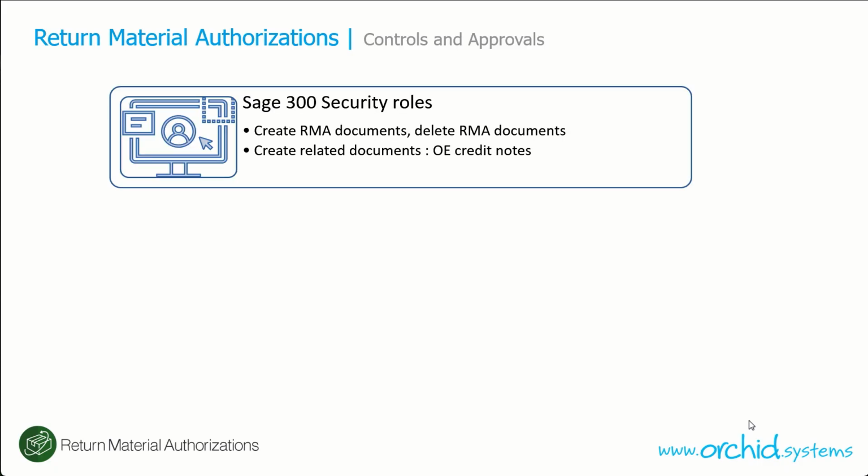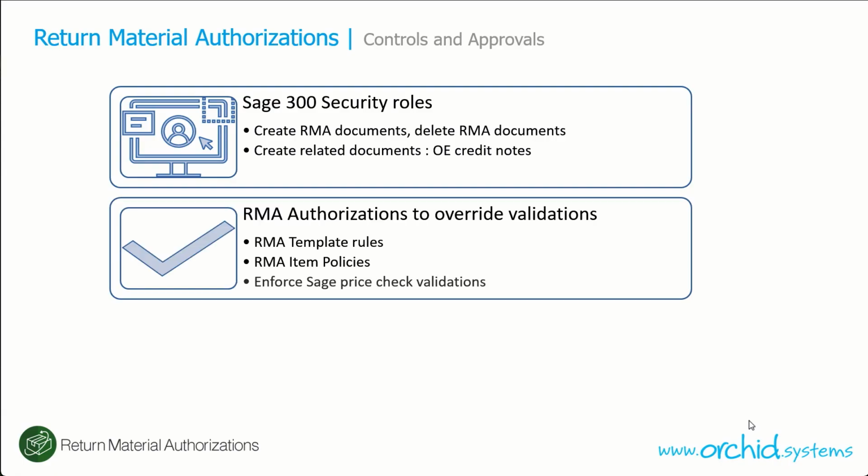First, we'll review the Sage 300 security roles that are relevant to create and delete RA documents, as well as to create OE credit notes, that create the related documents. We will then discuss how you can implement business rules through RMA templates and RMA item policies, and use authorizations to override the validations where required. We'll also show you how to enforce Sage price check validations when processing returns.